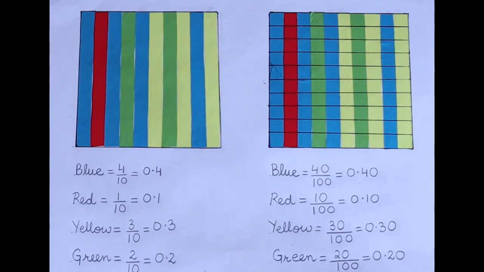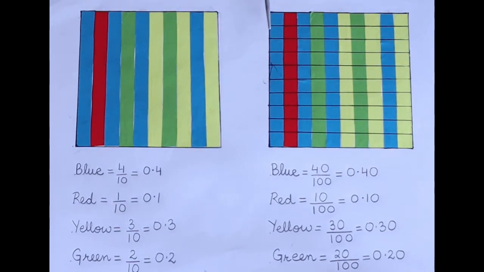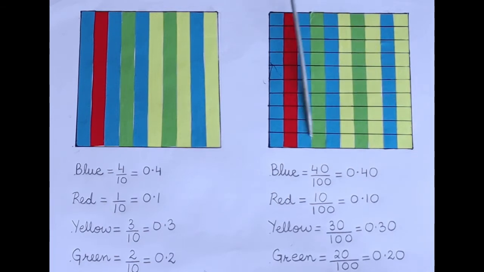Look at these two squares. All the lengths are 10 centimeter each. This square I have divided into 10 equal parts: 1, 2, 3, 4, 5, 6, 7, 8, 9, 10. And this square I have divided into 100 equal parts, means there are 10 columns and 10 rows. So 10 tens are 100. There are 100 equal parts in this square.